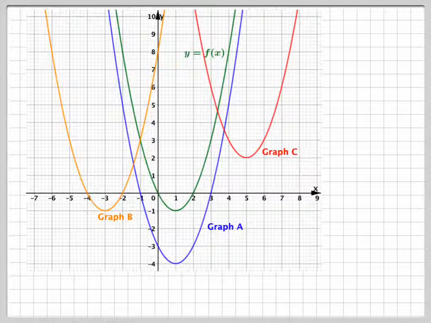So if we take the graphs here, the way to do this is to take a particular point on the original graph and see where it's moved to on the graph that we're considering. The easiest point to take is this one here, which is the minimum point. So this minimum point here is moved to this point here.